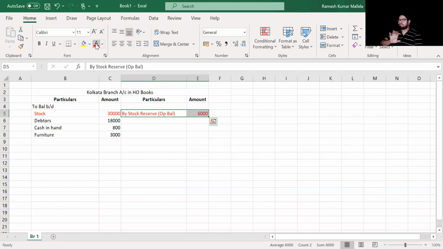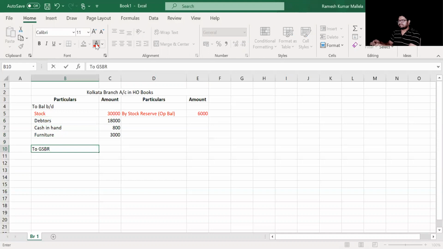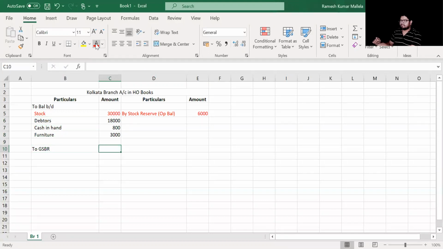Clear? Now that we are done with opening items, let's get into other transactions, what all have happened. Apart from this, I sent some goods to the branch. Please see in the question, he says goods invoiced from head office, invoice price 1,60,000, yes or no? So, to goods sent to branch account, it is 1,60,000.